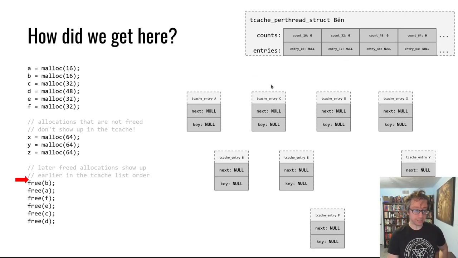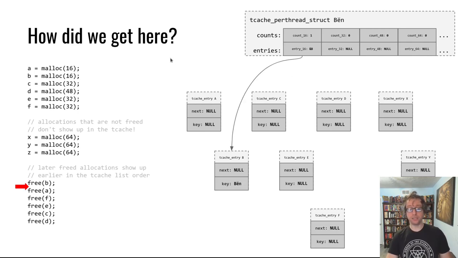All right, how did we get here? Let's start from the end of this, the allocation part. Here we allocated a whole bunch of data regions. We allocated A, B, C, D, E, and F. Here they all are, of different sizes. Now we're about to start freeing them. Right now, when nothing is freed, the cache is empty. We have all of the counts at zero and all of the entries at null.